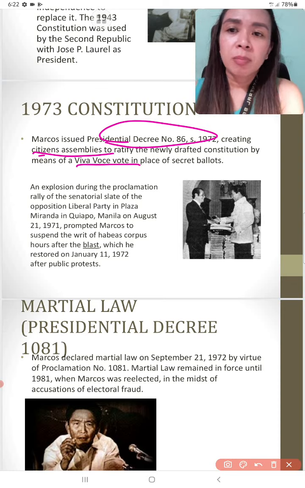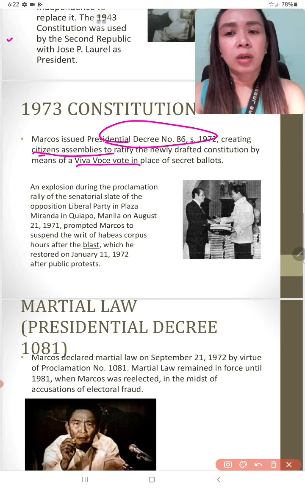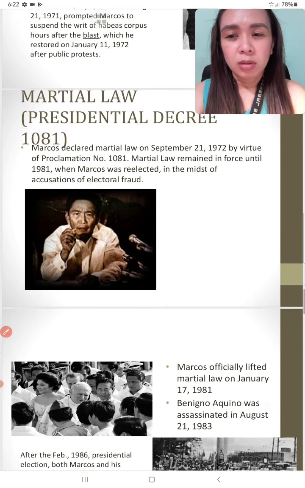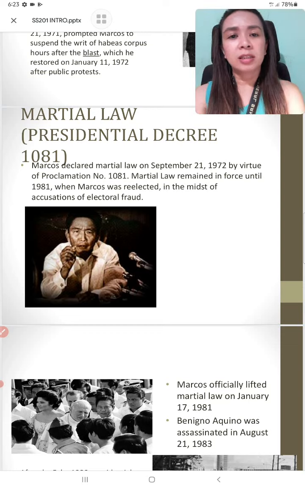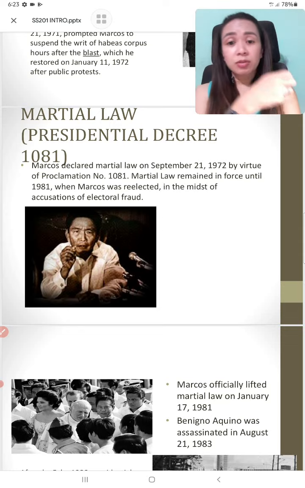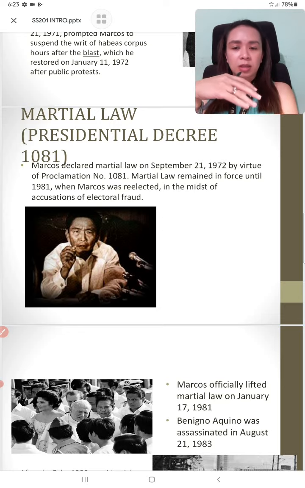But during that time, he had already ratified the 1973 Constitution. It was Presidential Decree number 1081 that Marcos issued, declaring martial law on September 21, 1972. And martial law stayed in force until 1981, when Marcos was re-elected, amid issues about that election, using the 1973 Constitution. Marcos's opponent at that time was Cory.